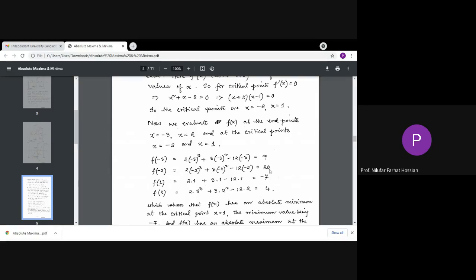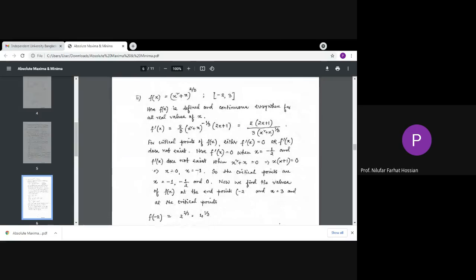Largest is here, it is 20. So this value is the absolute maximum value of the function, and it is occurring at the critical point x equal to -2. So you see, for this function, the absolute maximum and absolute minimum are not occurring at the endpoints. Absolute minimum is occurring at the critical point x equal to 1, and the absolute maximum is occurring at the critical point x equal to -2. Okay, so it depends on the function.